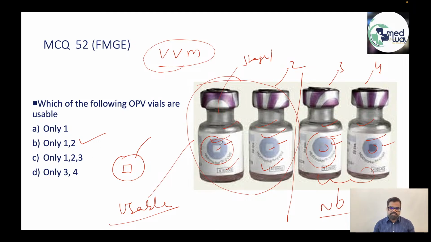But for us, this is stage 1, this is stage 2, we can use. This is stage 3 and stage 4, we cannot use. The color of the square keeps on changing when you expose the vaccine, when you keep the vaccine at room temperature. So these are usable, these are to be discarded. Here you discard the vaccine.